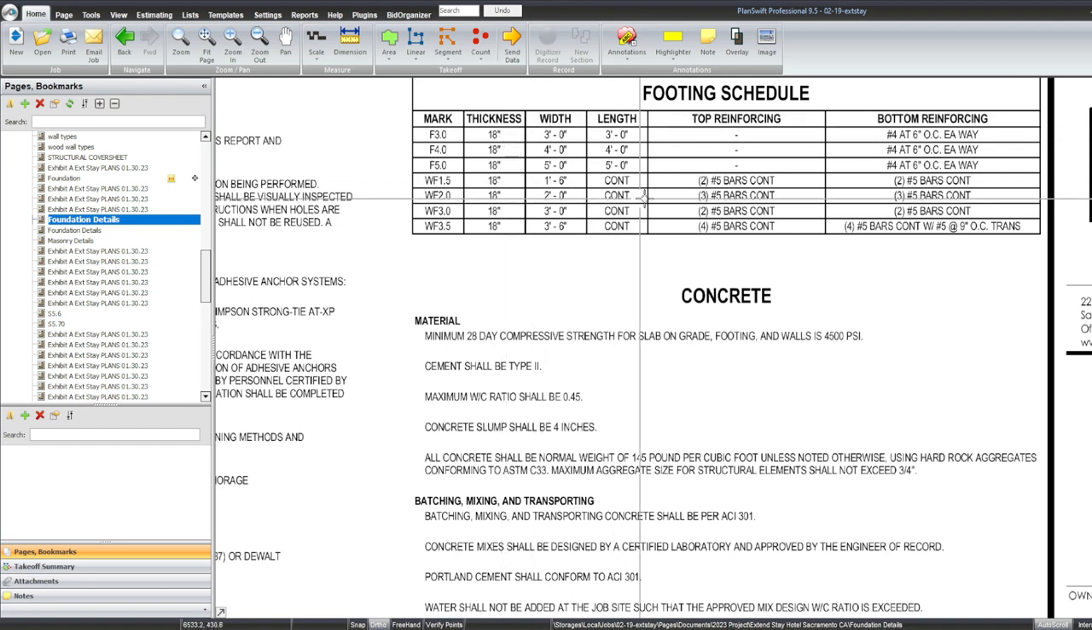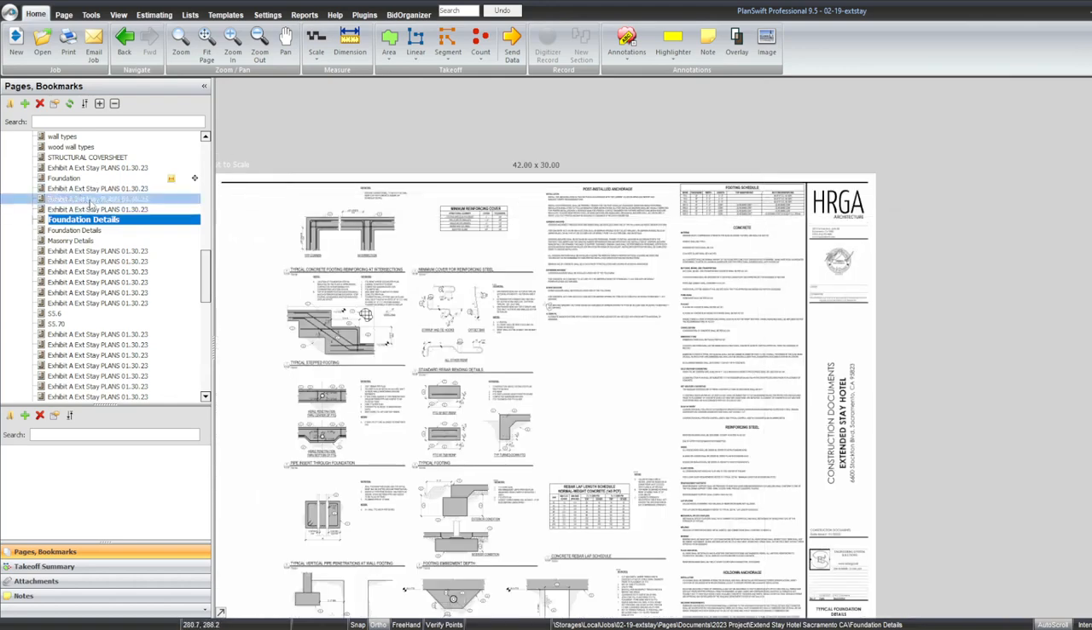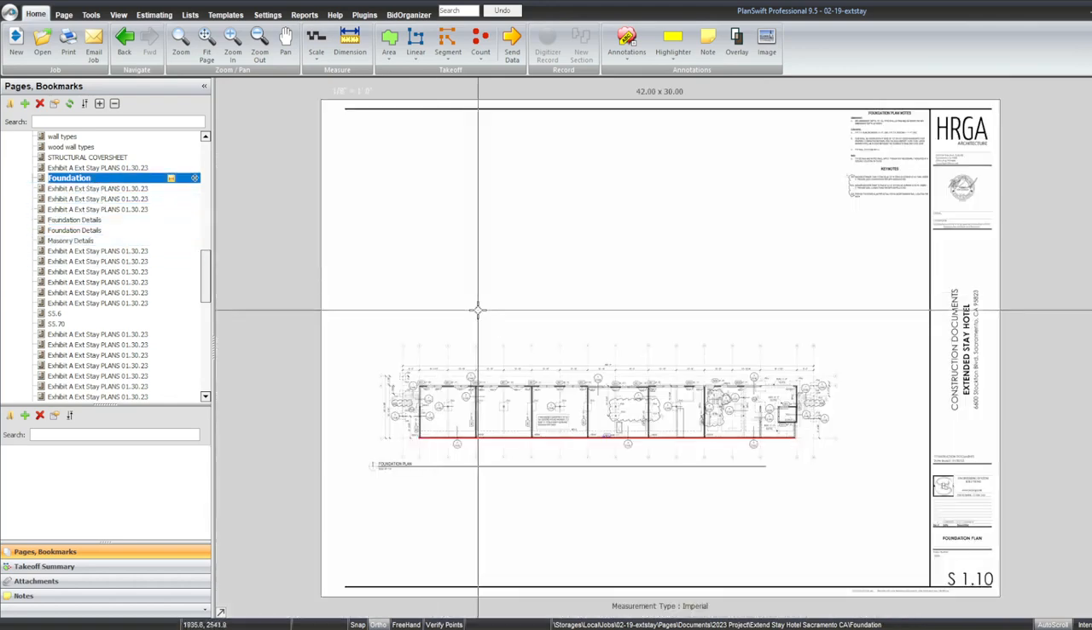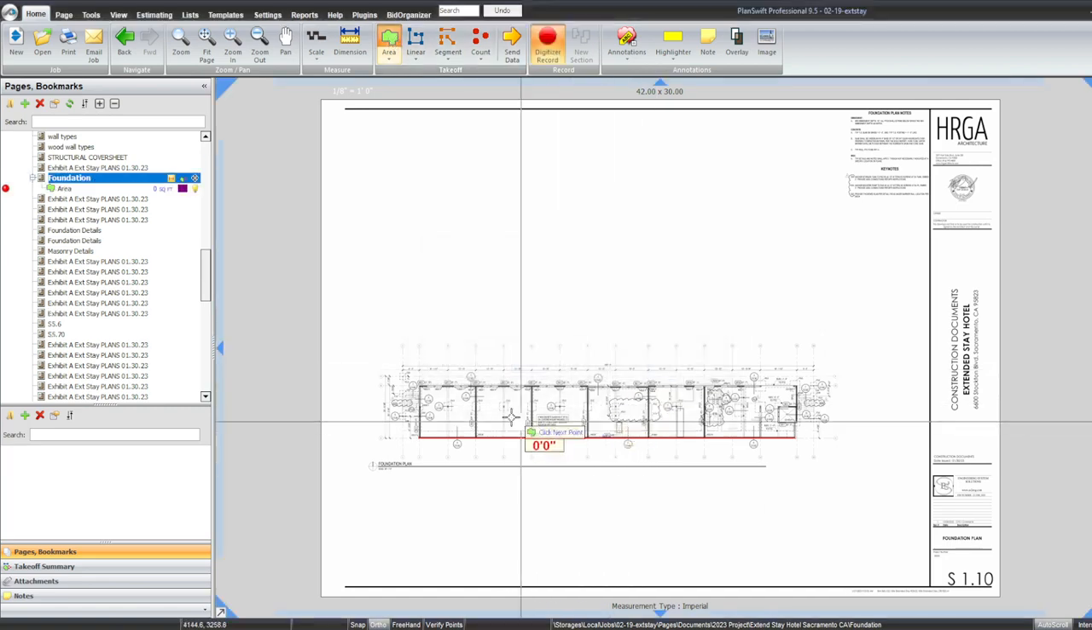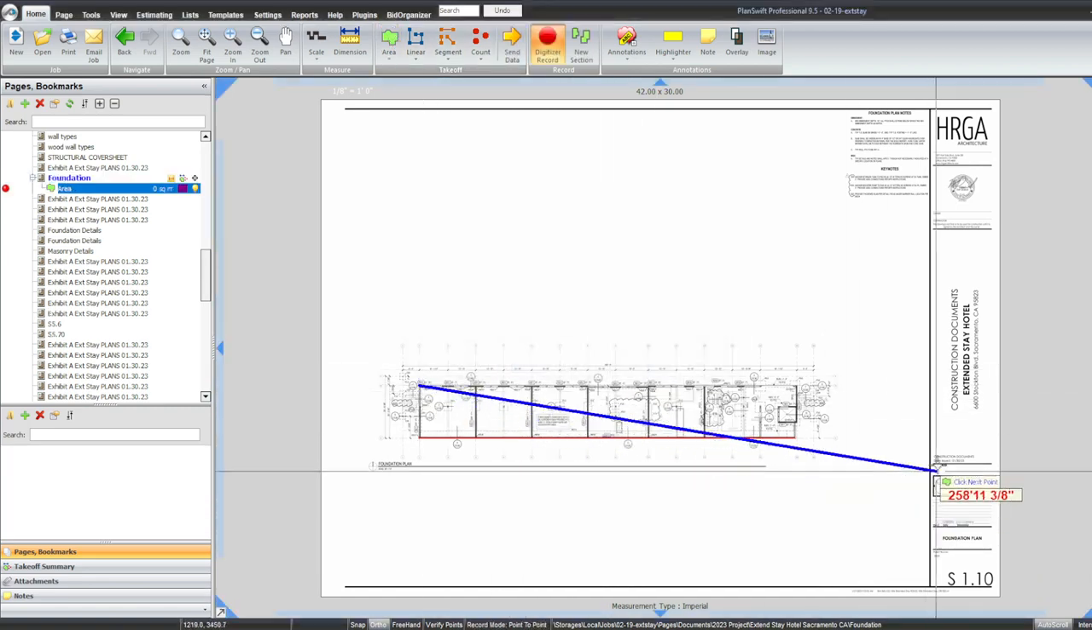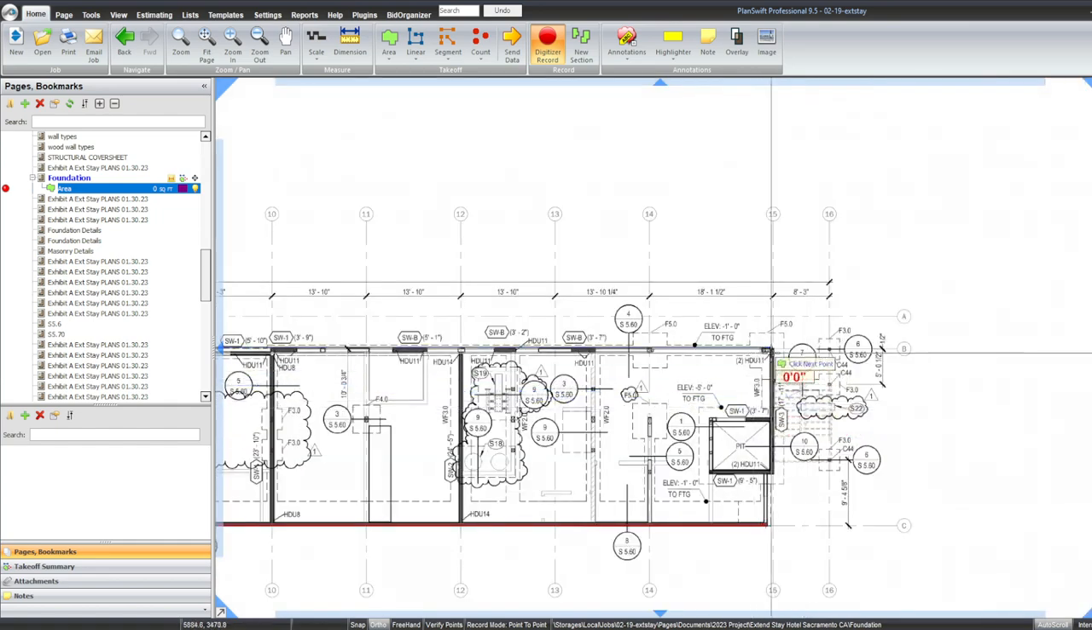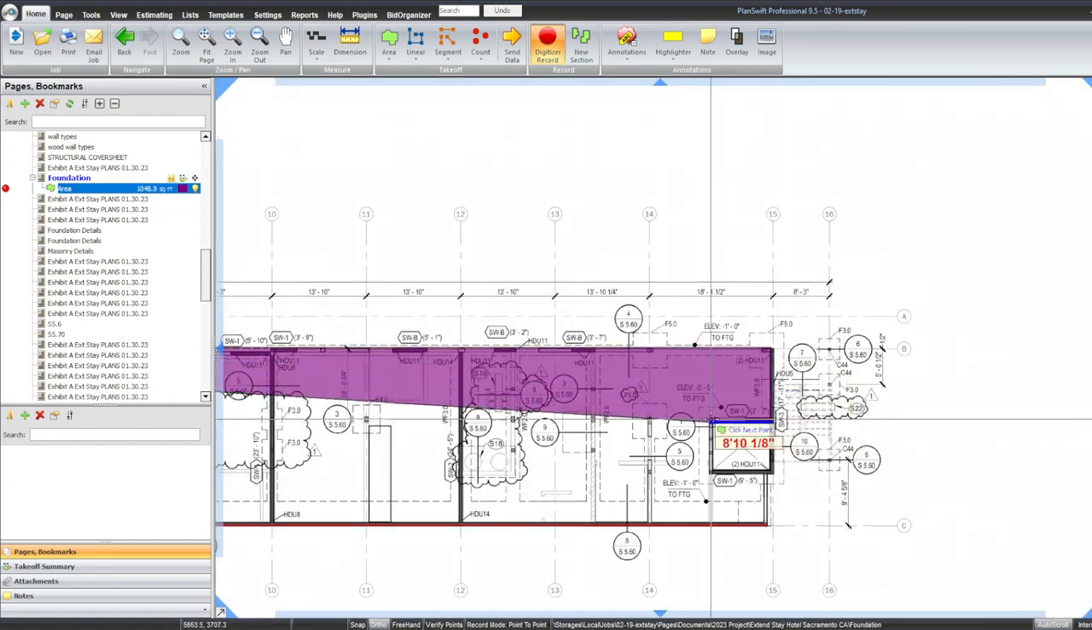And then, of course, for your slab on grade, it's just your area. You're just going to include everything. Your slab on grade. Now, let's look at this.